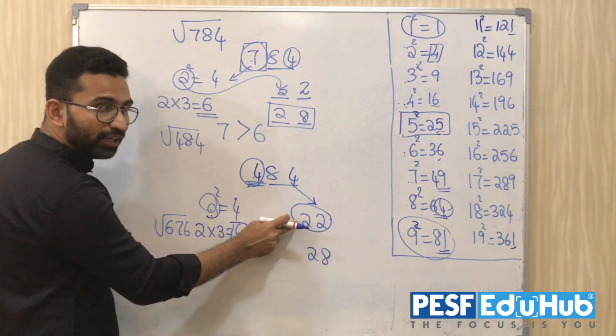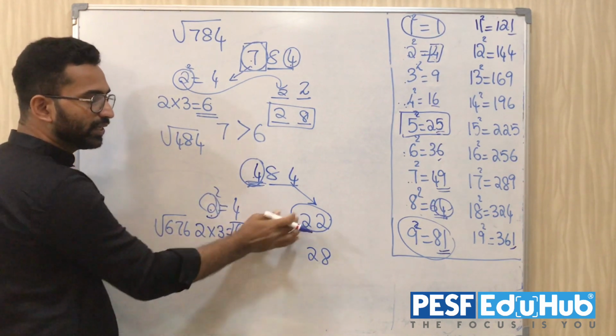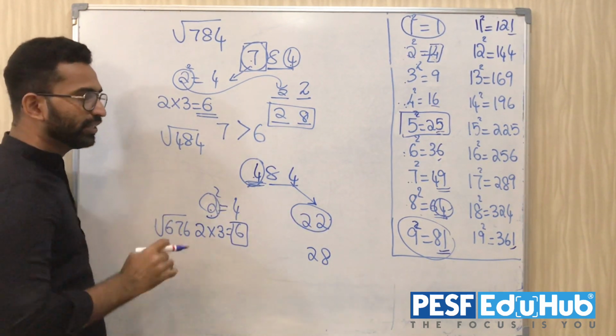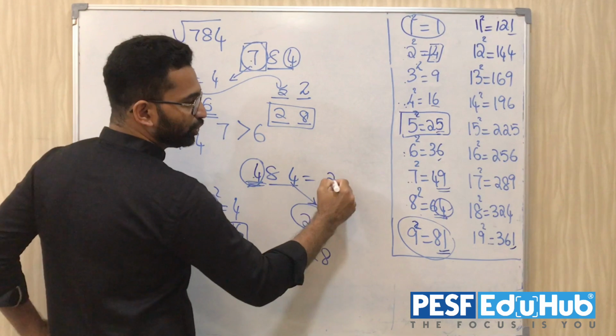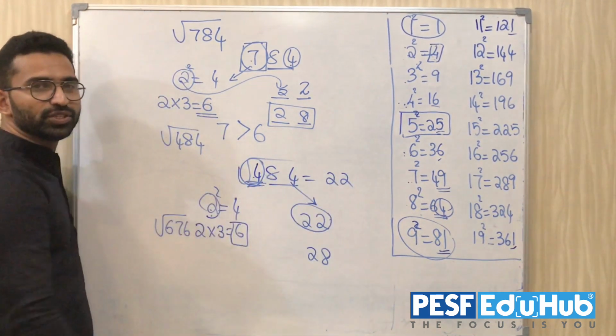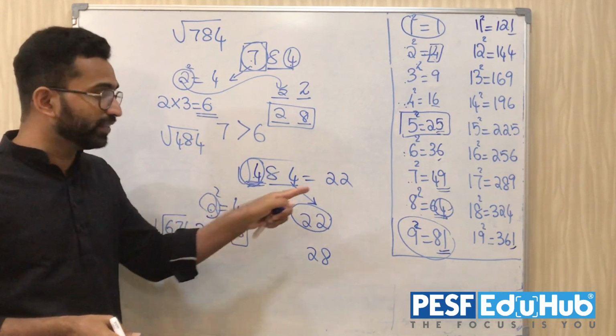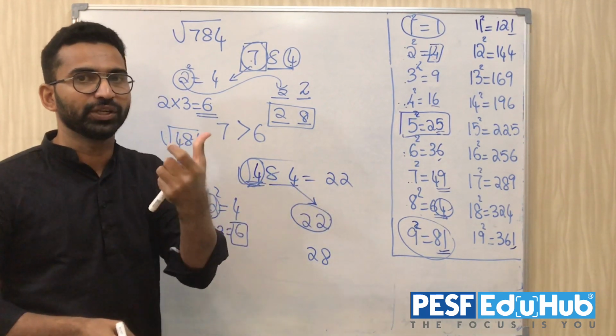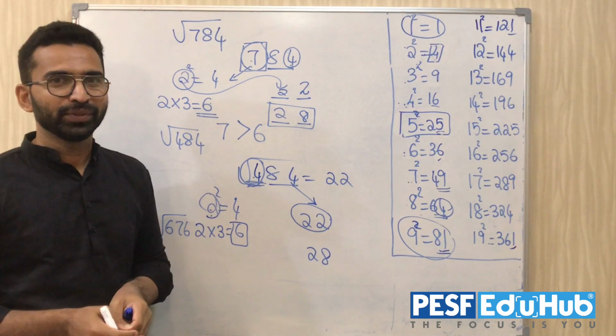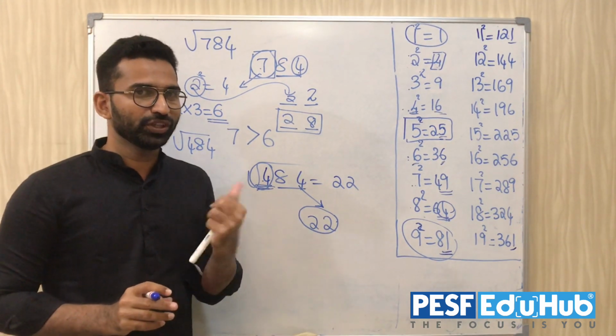Okay, what is the smaller number between 22 and 28? That is 22. It means your answer is going to be 22. Square root of 484 is equal to 22. And if you know by heart the square of 22, definitely you know that 22 square is equal to 484. Okay. And now moving to the third question.